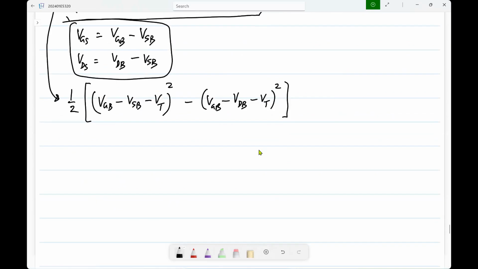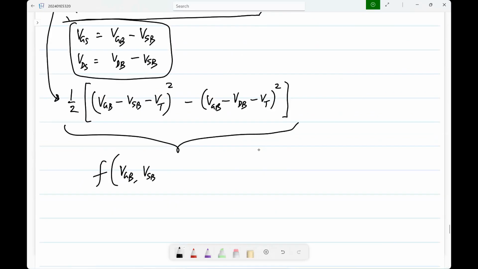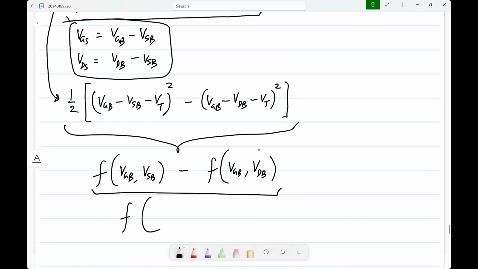So now you can see that you can try this. If you don't get it, I'll work through these details. This is some algebraic manipulation, that's all. Now you can see that this is of the form of f of VGB, VSB minus f, the same function of VGB, VDB. Now this is a special form, because in general you expect it to be a function of all three, right?